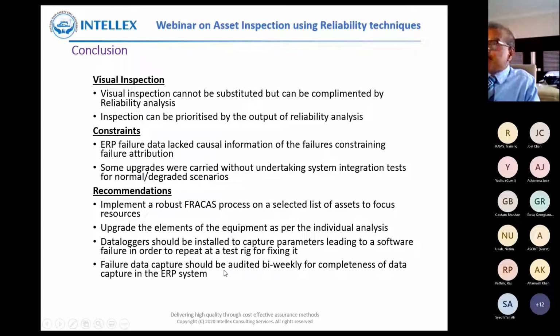On failure data, there should be some kind of audit to make sure of the completeness of the data in the ERP system. Because if you do not have the failure data, you won't be able to improve yourself. If there is an issue and you have not reported it correctly, then even the experts cannot help you on this.